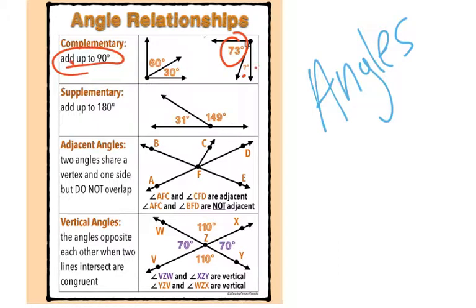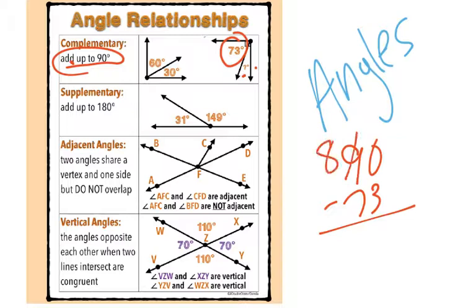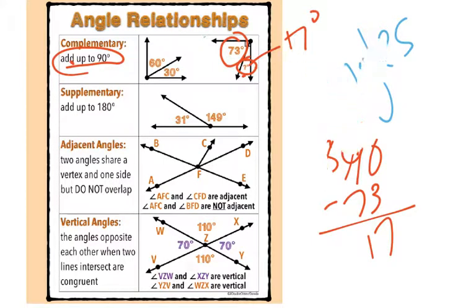To figure out what's missing there, I can just take 90, subtract 73 from it, and I can say that this angle here is going to be 17 degrees. So those are complementary angles.